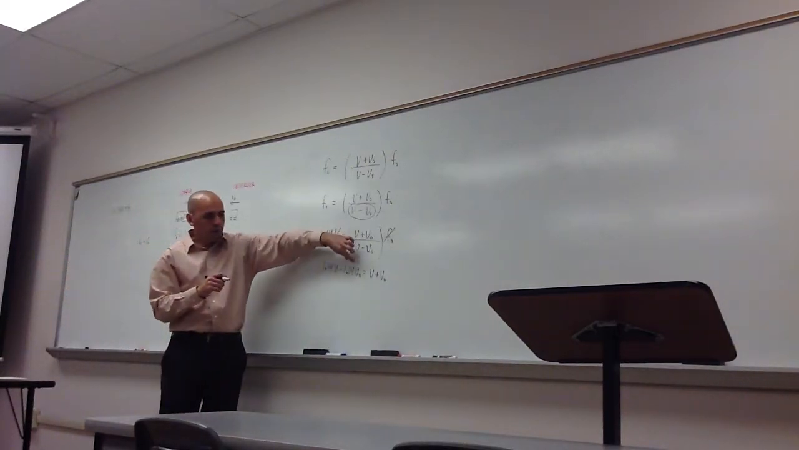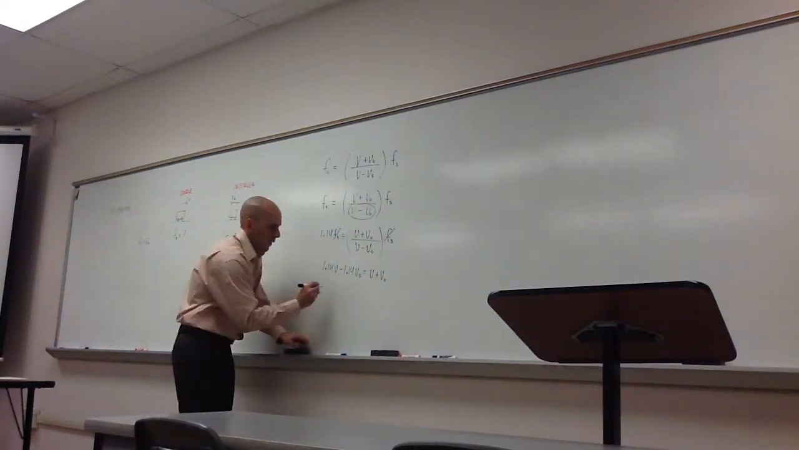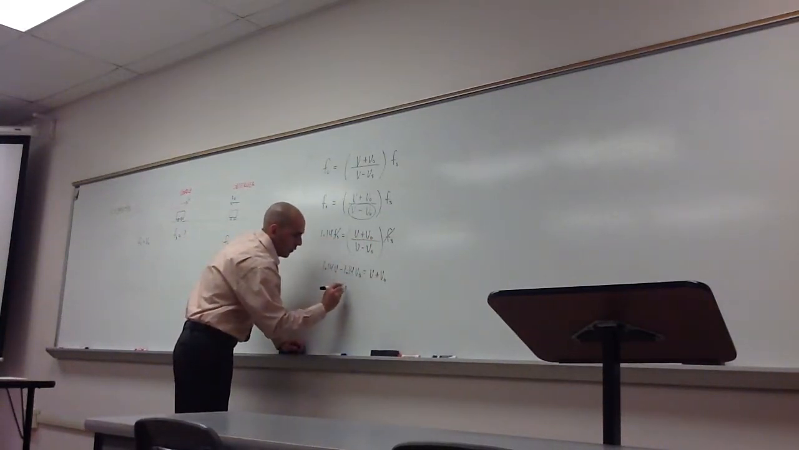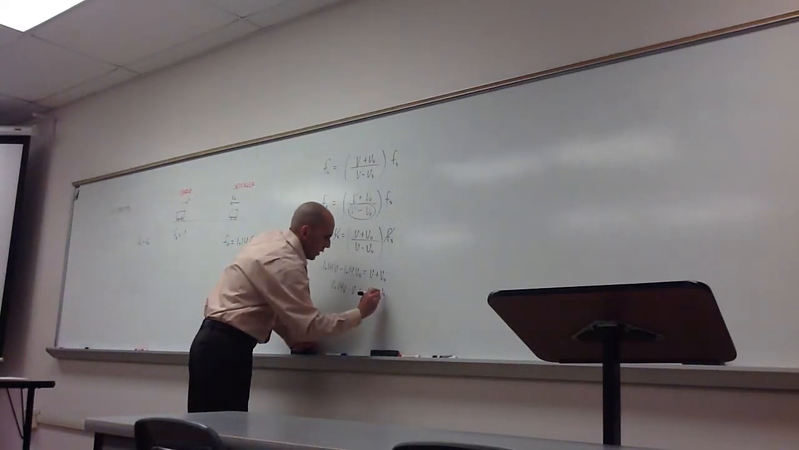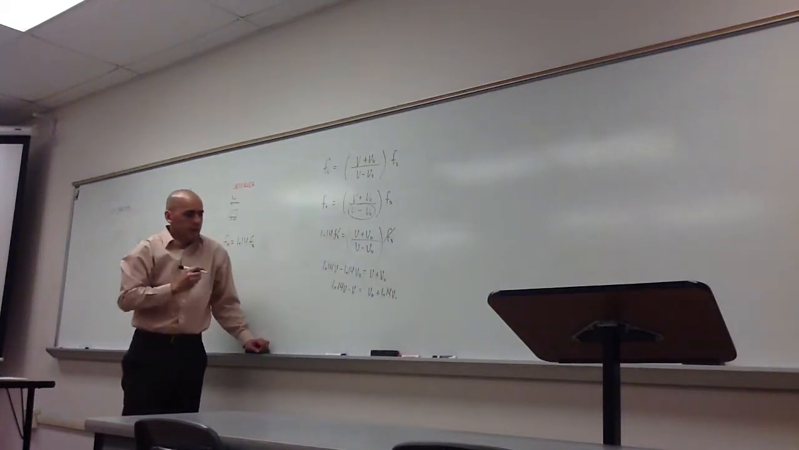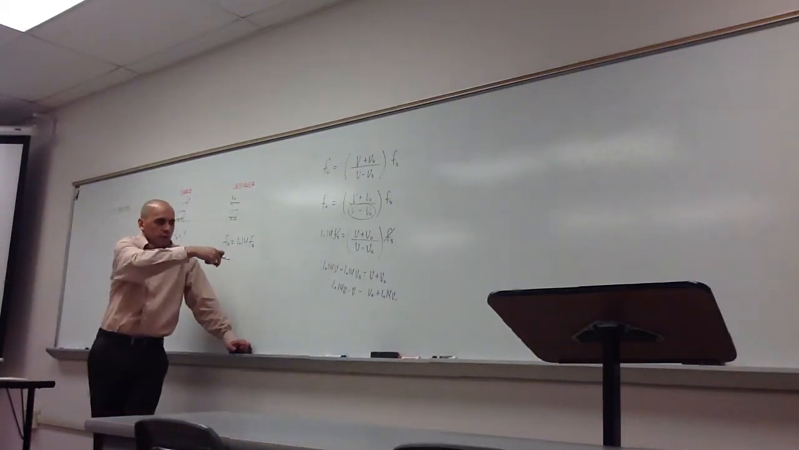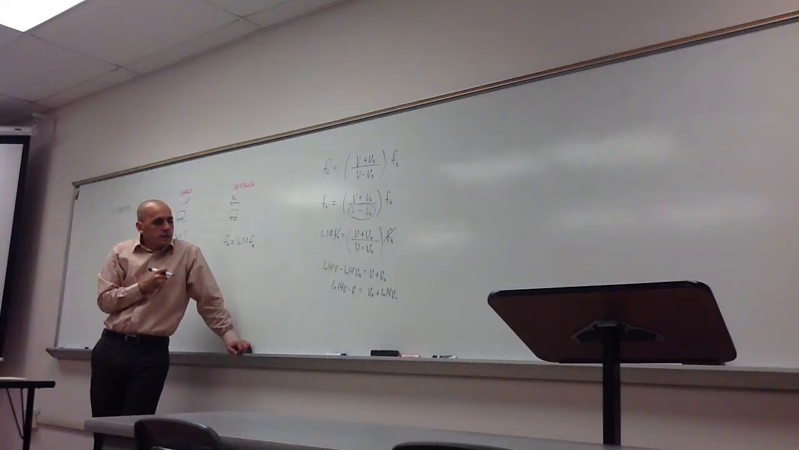Take the 1.14 V_O, move it over to the right side. Take this V here, move it over to the left. So you get 1.14 V minus V is V_O plus 1.14 V_O. Just added the 1.14 V_O over to the right, and then subtracted the V over to the left. Everybody okay with that?